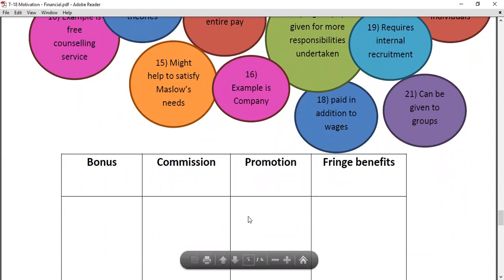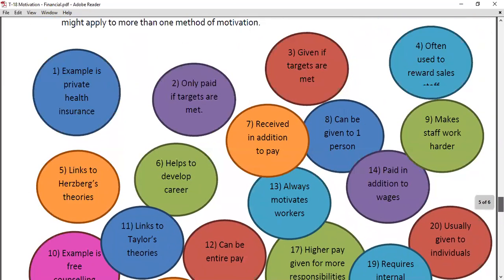It can be bonus and commission. Number three, given if targets are met. Given if targets are met, that's also bonus. Fourth one, often used to reward sales staff: commission. Fifth one, links to Herzberg's theories. Herzberg's theory links to what? Promotion.